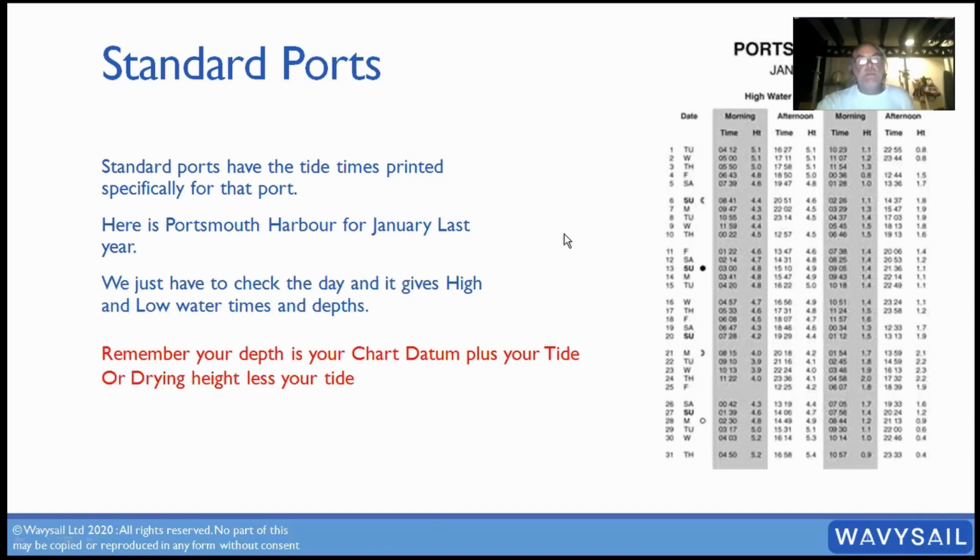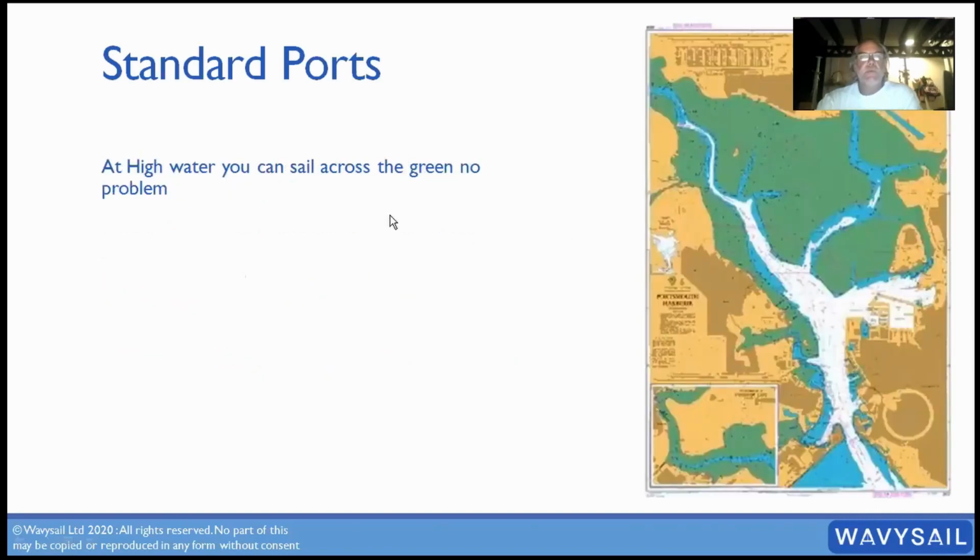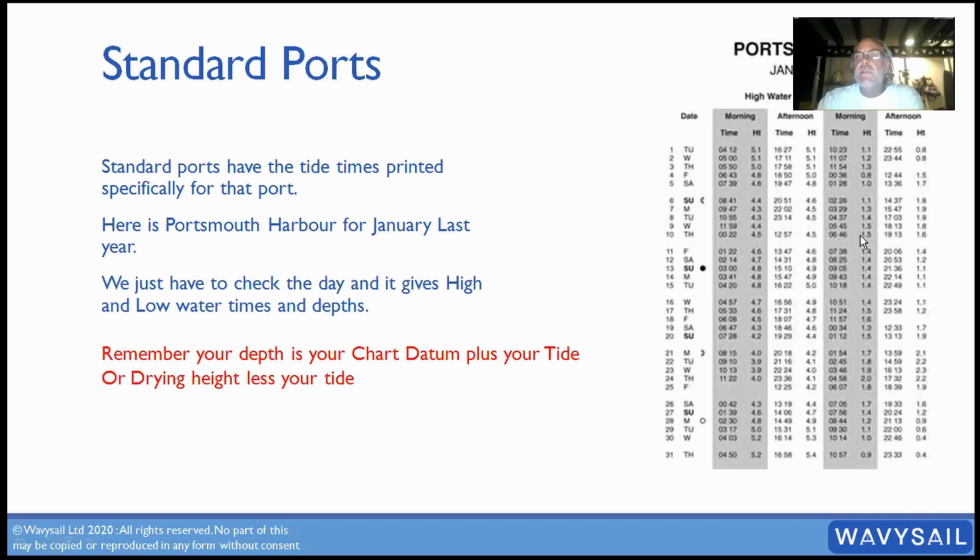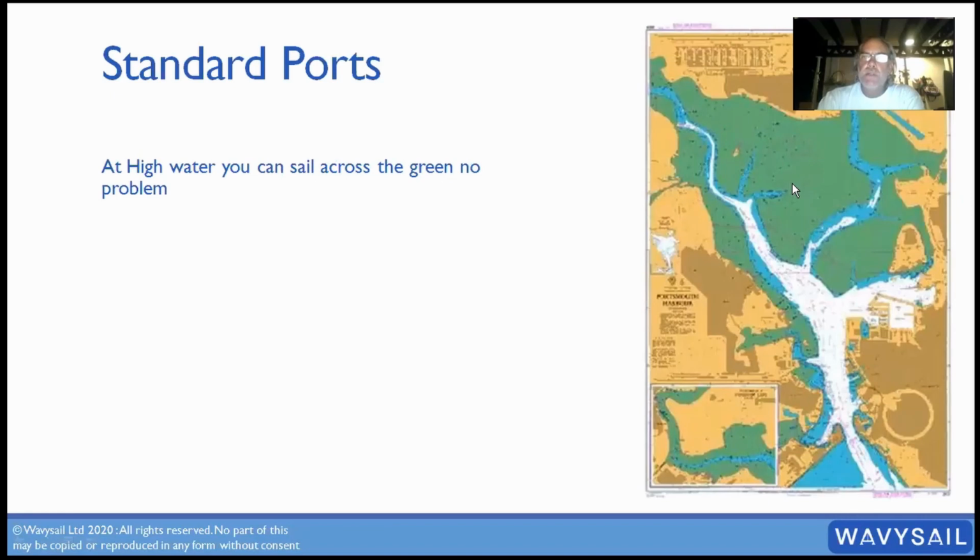Remember to add your chart datum. So if we look at Portsmouth, that 4.5 meters, this whole green section here, it's very flat muds. With 4.5 meters of water on it, you can comfortably sail over that. Yet, if we go back to the next low tide, 1.5 meters, this whole area won't be dry. There'll still be a little bit of drying height, plus that 1.5 meter of tide. The only time this area will be completely dry is at the lowest astronomical tide.